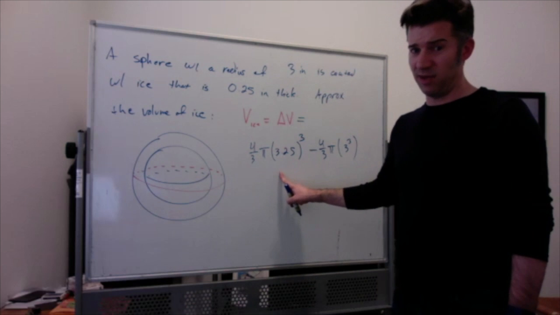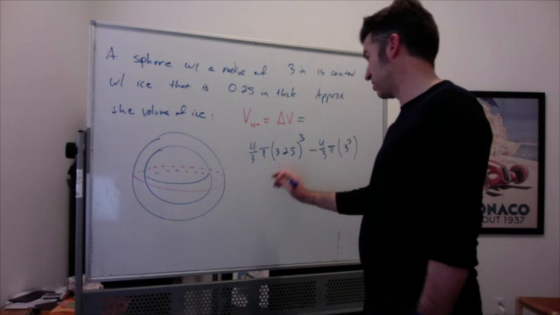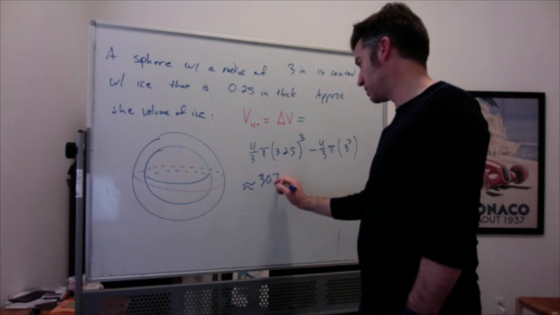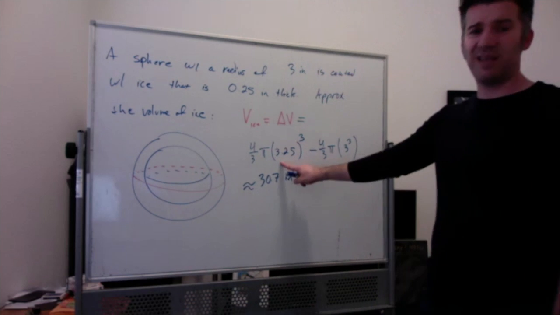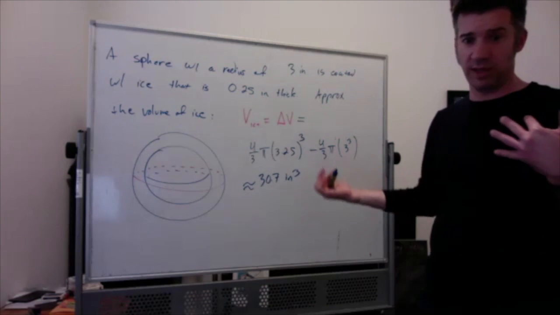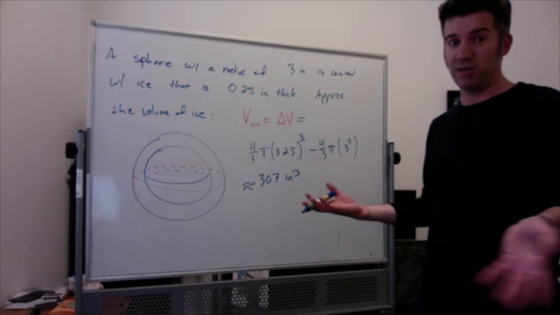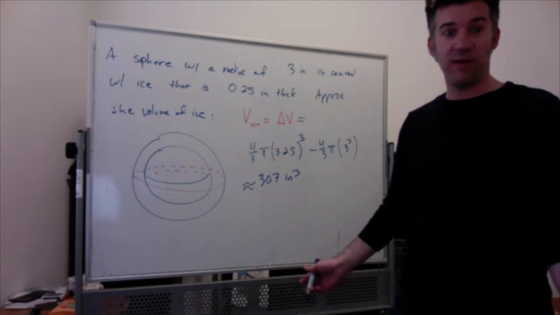3.25 cubed is definitely a calculator thing I would need to do. I'm not going to do that. I'm just going to tell you it's approximately 30.7 cubic inches. You can throw that in a calculator, subtract, and you get that. The approximate volume difference, or I should say the approximate volume of the ice, which is the difference in the volumes between these two spheres, well, we can find the differential.